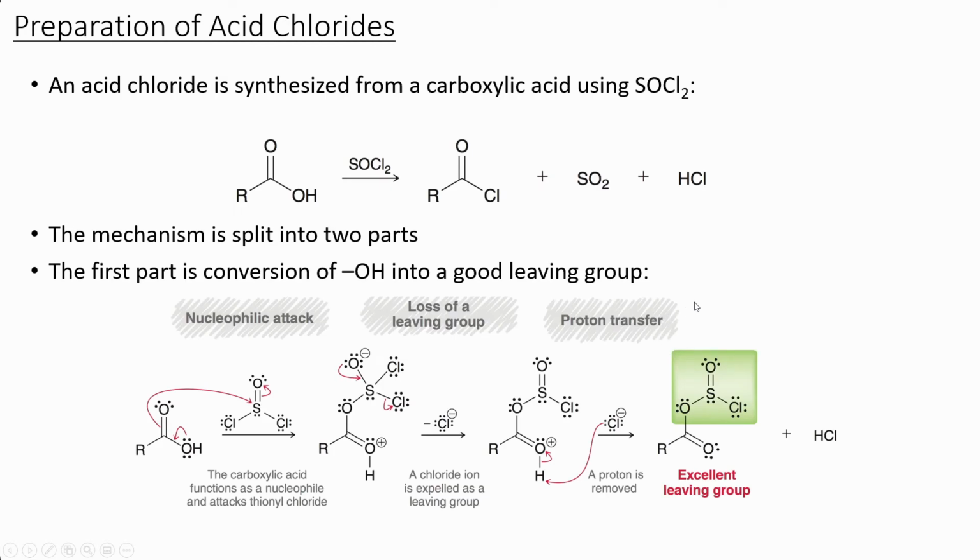We can make acid chlorides from carboxylic acids using SOCl2. This mechanism is a little bit more complicated. The first aspect of the mechanism is to actually generate a good leaving group. So to begin with, we have the pi electrons of the carbonyl compound attacking the sulfur, creating this intermediate, which then collapses, ejecting a chloride leaving group, and a proton transfer will occur to yield this intermediate. This intermediate is the key intermediate because now we've generated a good leaving group on the oxygen.